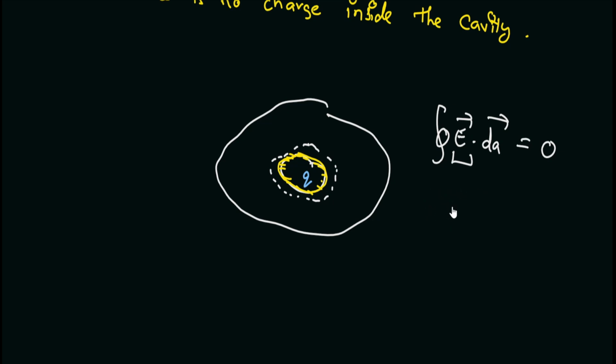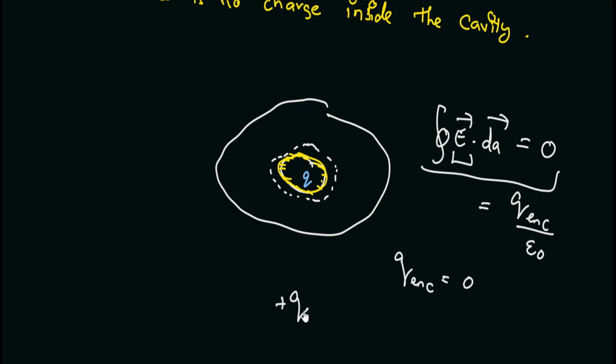And from Gauss's law, we know that this term will be equal to the charge enclosed divided by epsilon naught. Since this integral was equal to 0, the charge enclosed must also be equal to 0. Now we have provided the charge Q, positive. Therefore, in order for the net charge to be equal to 0, the induced charge on the wall must be negative Q. Since then and only then the net charge enclosed will be equal to 0.